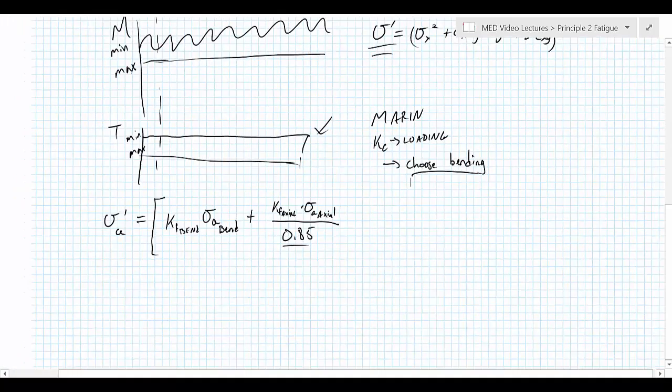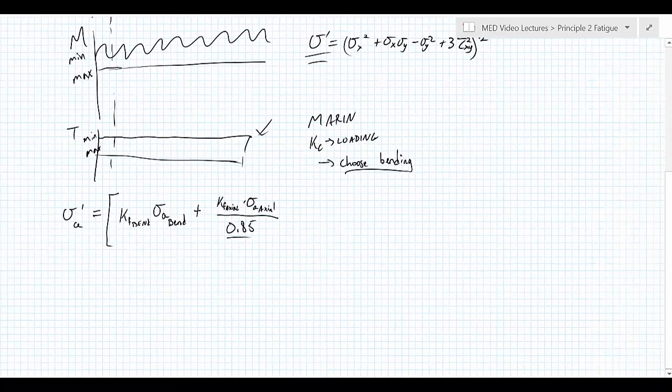And to modify for that choice of bending, we have to divide by that 0.85 that we would have gotten if we had said it was in axial loading. We are not going to include anything for the torsion part because that actually gets accounted for already. That's what that 3 in front of the shear stress is from. So the square root of 3 is where that number comes from. So let's include that part.